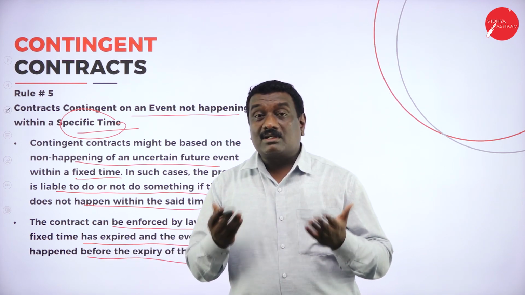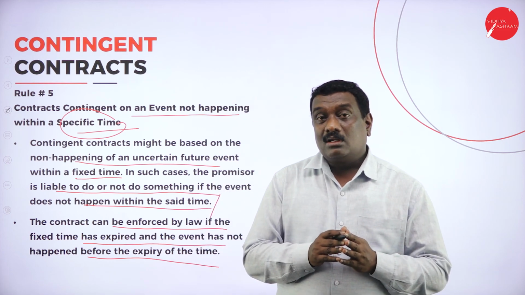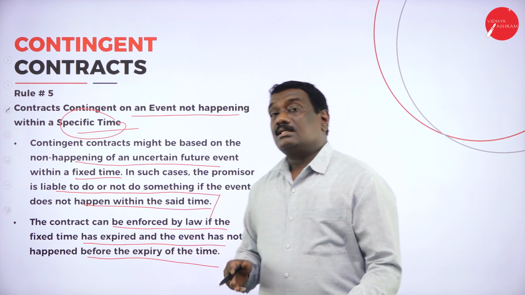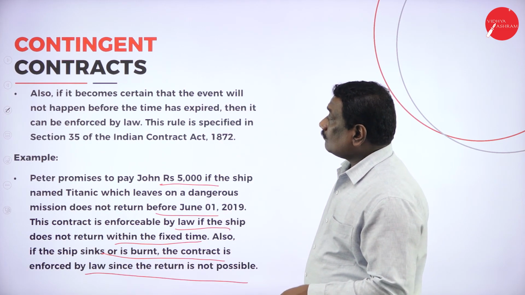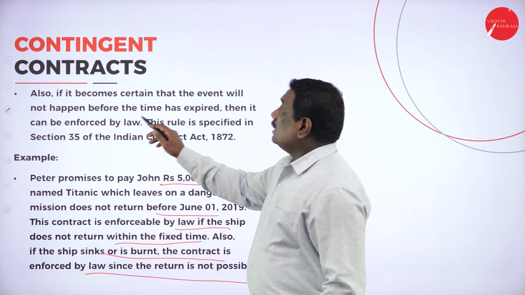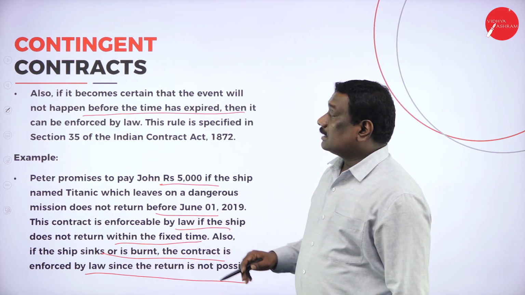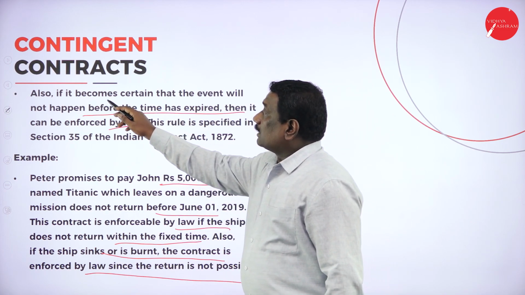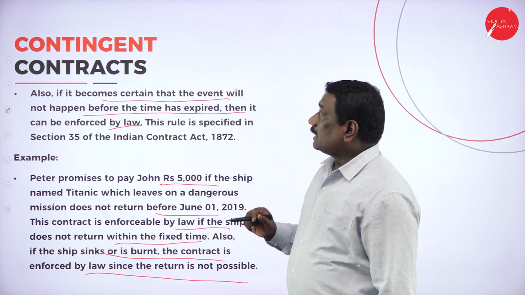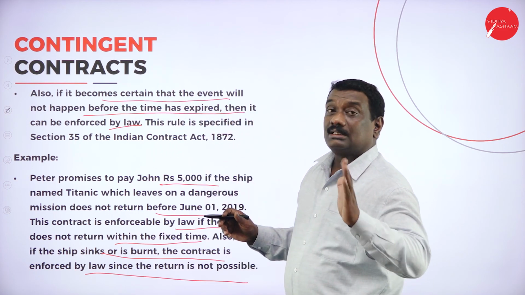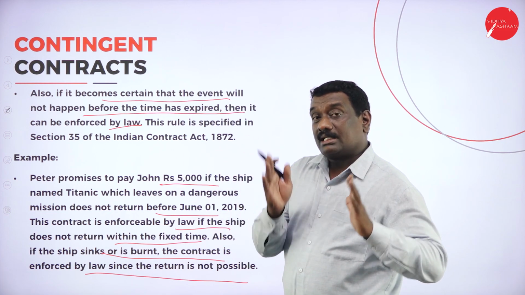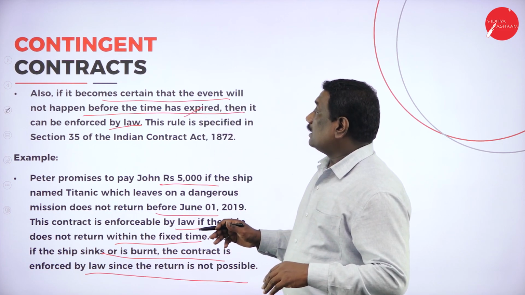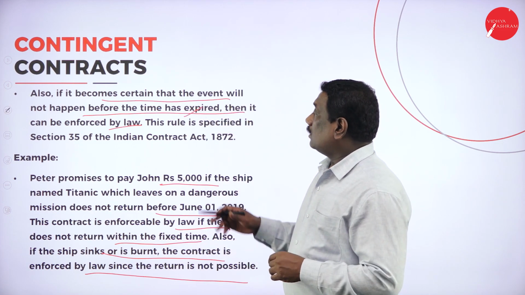So before the expiry of time, nothing has happened to that particular ship, right? And only if it has happened after that specified time period, then it is a valid contract. Also, if it becomes certain that the event will not happen before the time has expired, then it can be enforced by law. So before that set time, if an event is not going to happen, or where the time has expired, then it can be enforceable by law.